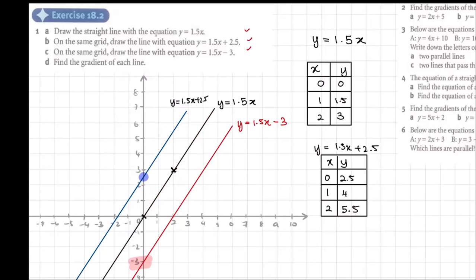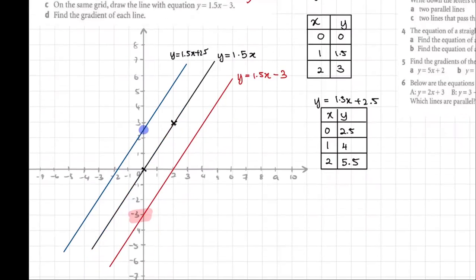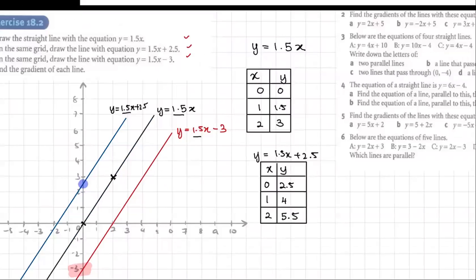Find the gradient of each line. For each line, you don't need to use y2 minus y1 over x2 minus x1. You can immediately say the gradient is 1.5, because all of them have the same gradient. Gradient for this one, 1.5. Gradient for this one, 1.5. Gradient for this one, 1.5. They're all the same.